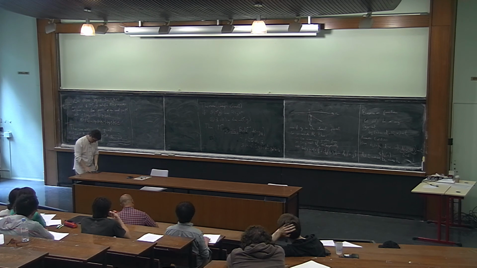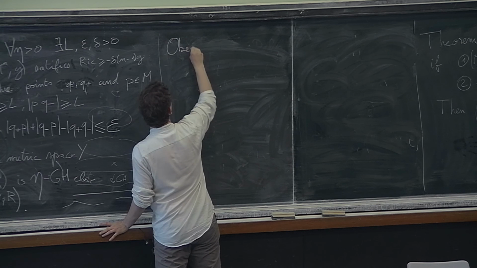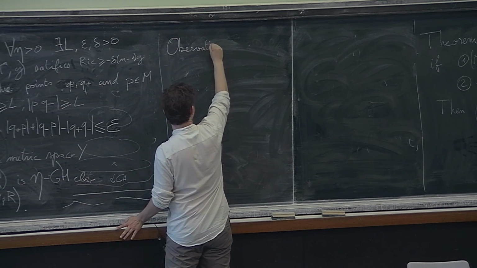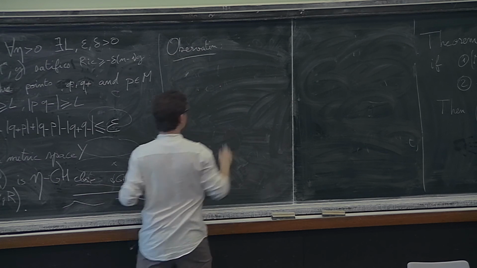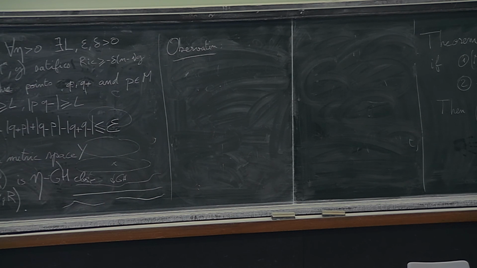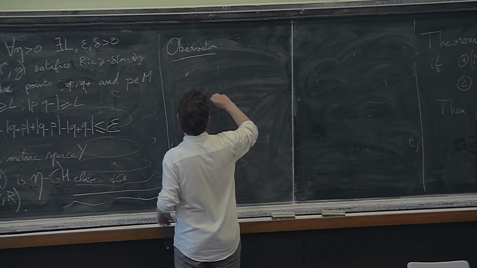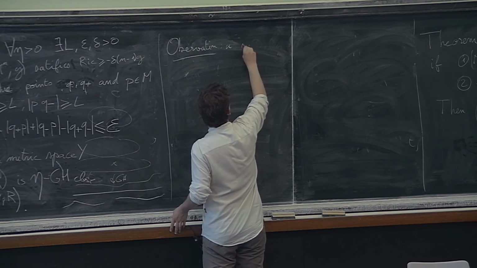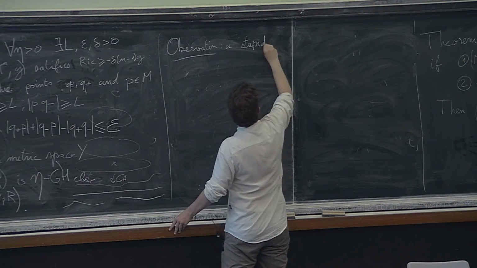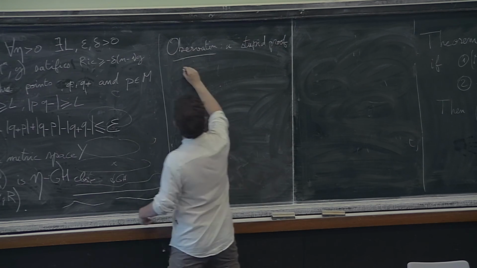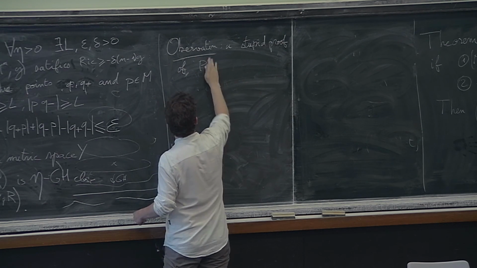So let's recall. We want to prove Pythagoras theorem. Observation: once you have understood this proof, you will see that this proof gives you some space to wiggle things a little bit and to say that, okay, when the hypotheses are not really satisfied but close, we can do something. So, a stupid proof of Pythagoras theorem.